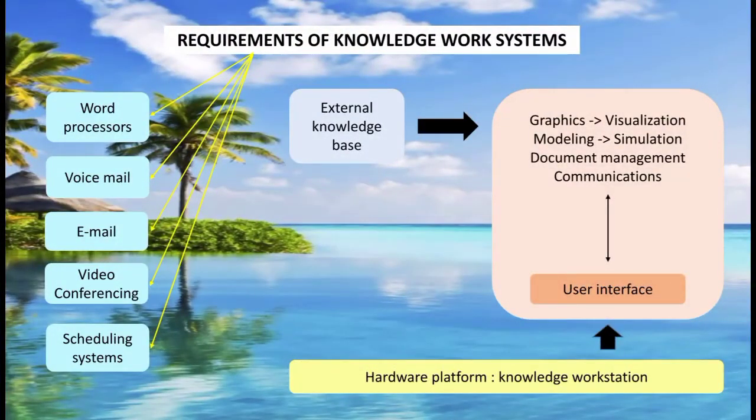This slide is about requirements of knowledge work system. As you can see on the left side of your screen, there are five square shapes. That is the meaning of knowledge workers relying on office systems such as word processing, voicemail, email, video conferencing, and scheduling systems, which are designed to increase worker productivity in the office. The mind map that I show you says that knowledge work systems require strong links to external knowledge bases in addition to specialized hardware and software.